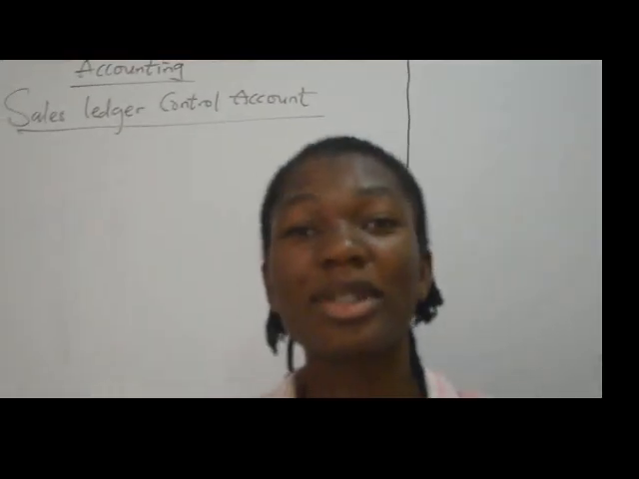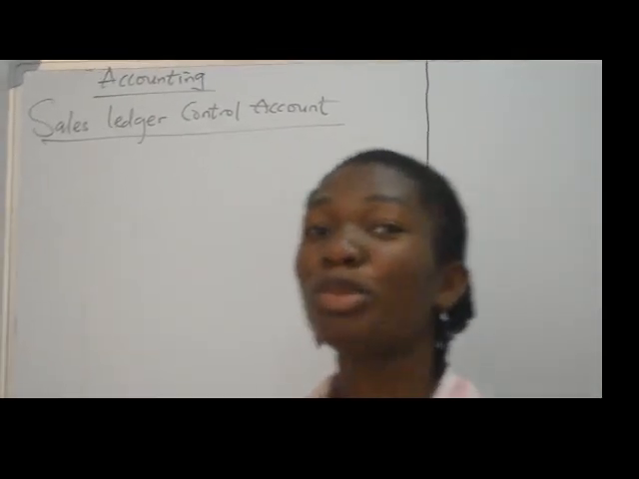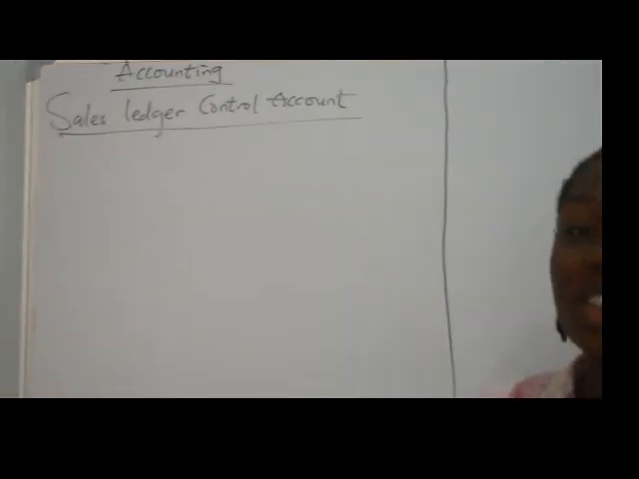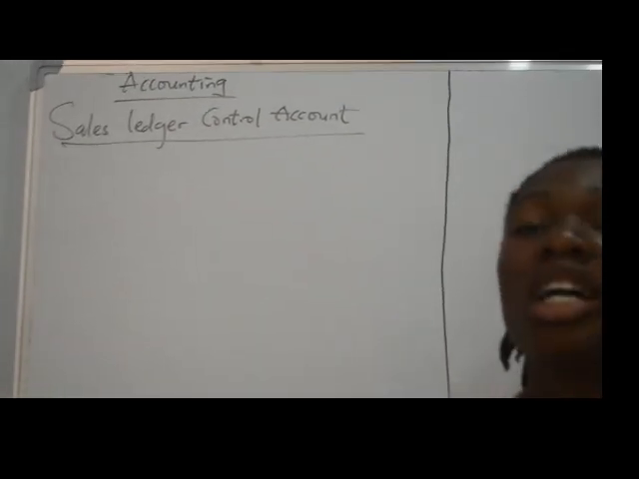Guys, this is Rydon Academia, and today we'll be looking at how to make a sales ledger control account. Now, our control account is simply an aggregate account. A control account is a memorandum account. It shows the total, the aggregate numbers of debtors or creditors, the aggregate amount that they are owed.